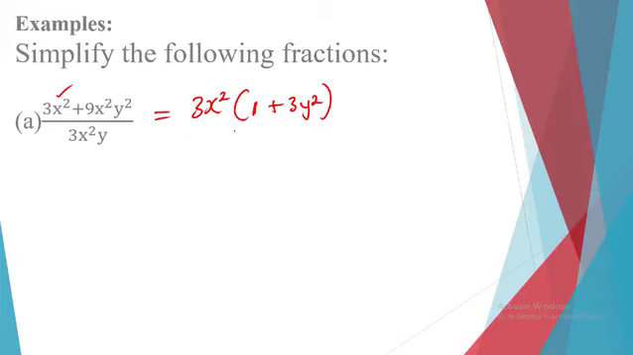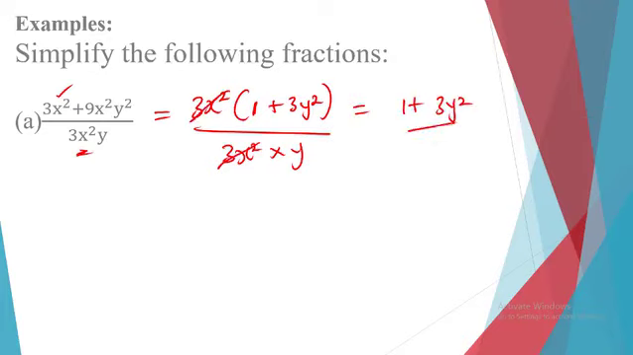Do we understand? Then all over 3x squared times y. 3x squared times y will still give us this. Now this can eliminate this, therefore we have our answer to be 1 plus 3y squared all over y. As simple as that. You're surprised now, right?